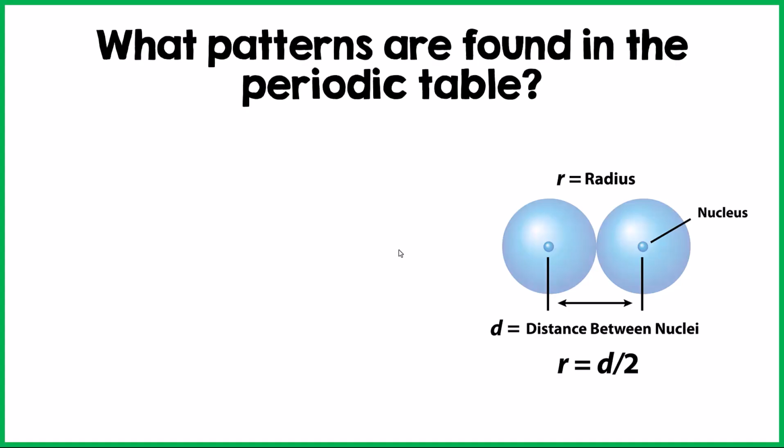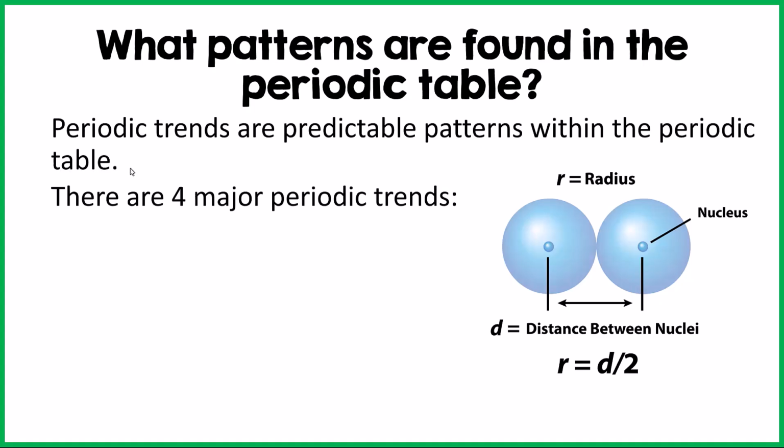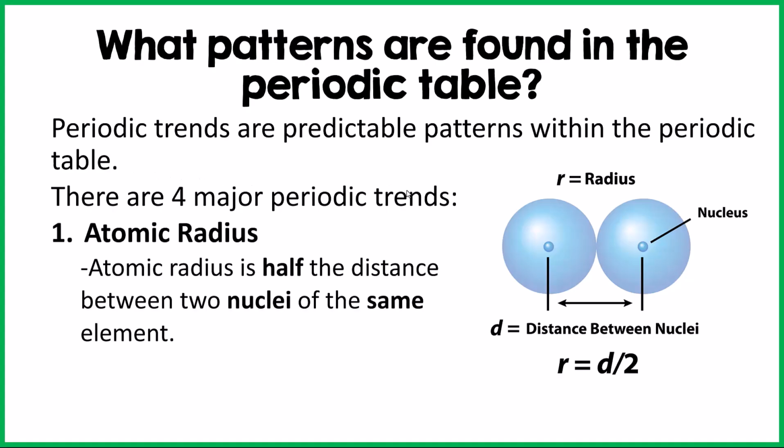What patterns are found in the periodic table? So when the periodic table is organized by atomic number, there are patterns or trends that are found throughout it. So not just in the groups and the periods themselves, but if we look at the periodic table as a whole, we'll see some patterns. Periodic trends are predictable patterns within the periodic table, and there are 4 major periodic trends. The first is atomic radius.